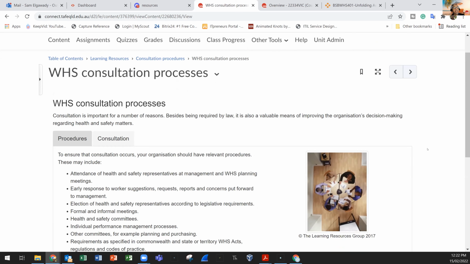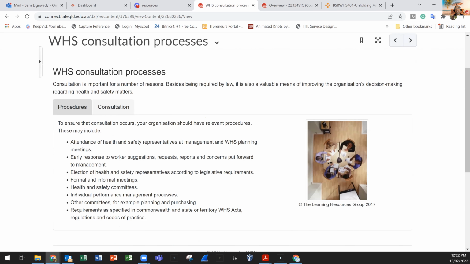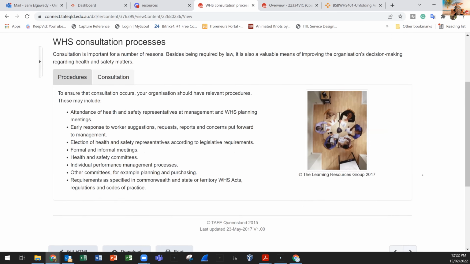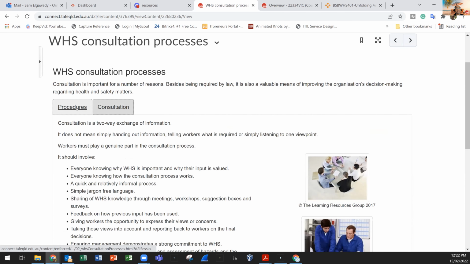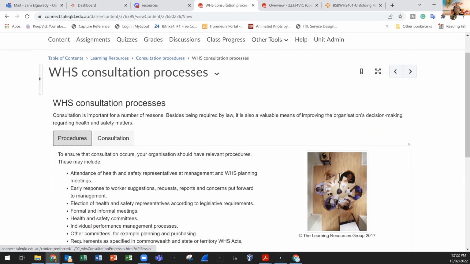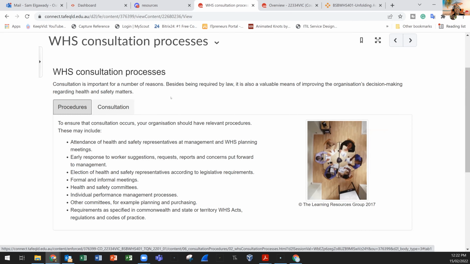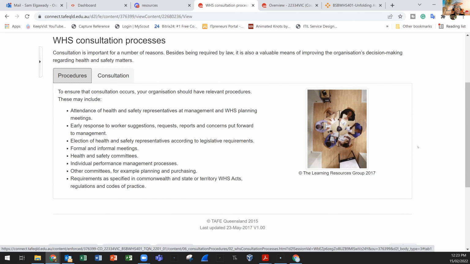So we have the consultation process, and here we have the steps and 2 tabs. The procedures here and consultation here. I will go through these from this one, the web page, and just highlight the different points. So we need to have a WHS consultation process.